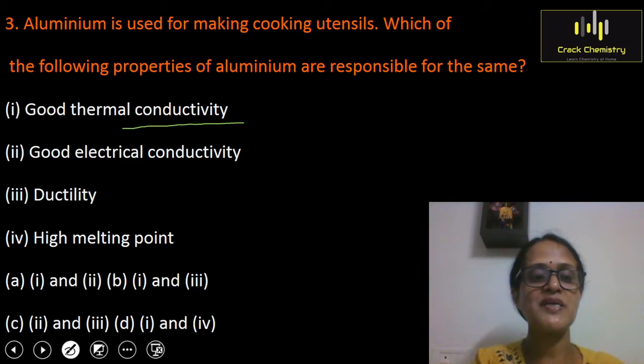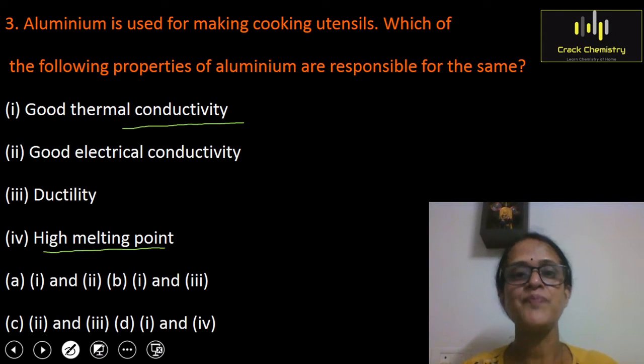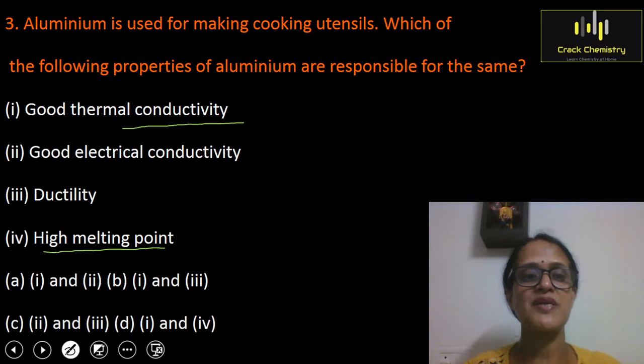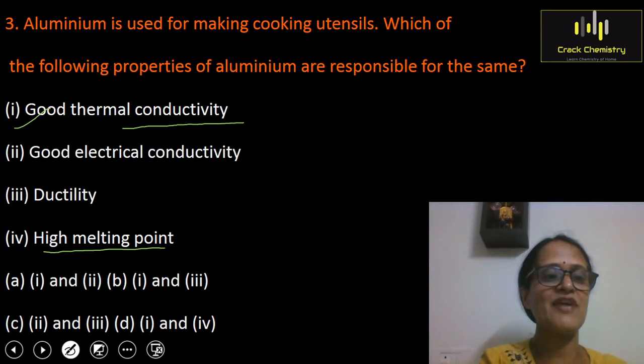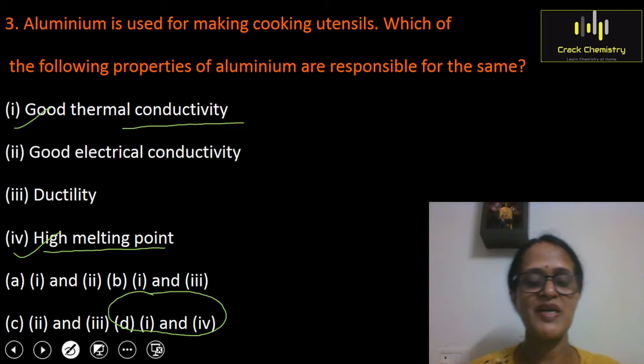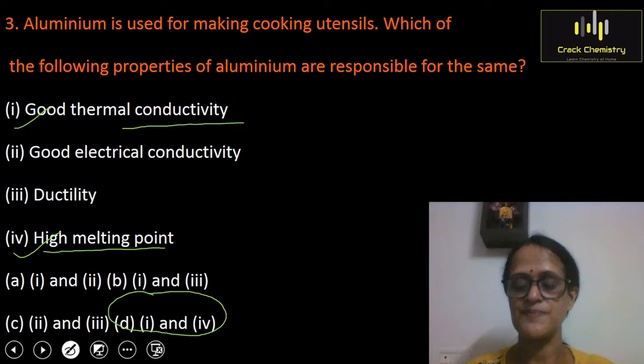And the next property is high melting point. Aluminium has high melting point. Because of the high melting point, it can be used for making cooking utensils. So correct option is good thermal conductivity and high melting point. So we can see that option first and fourth are correct options. So this is the option D is the correct option where you have been given first and fourth.